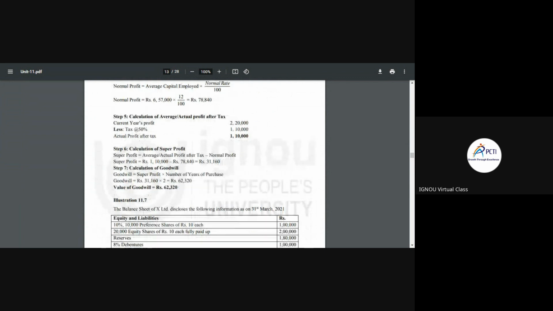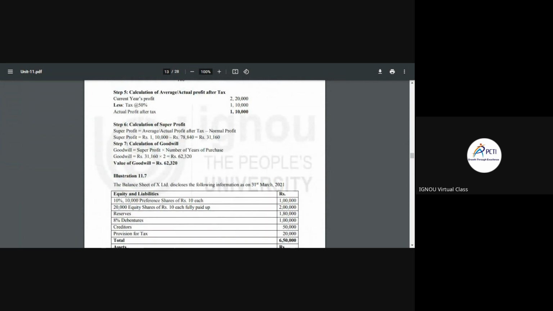In step 5, we need to calculate the average actual profit after tax. The current year profit is 2,20,000. Then we deduct tax at 50%, and the actual profit after tax will be 1,10,000. In step 6, we calculate the super profit, that will be average actual profit after tax minus normal profit. So average actual profit after tax is 1,10,000, then we deduct 78,840 from it.